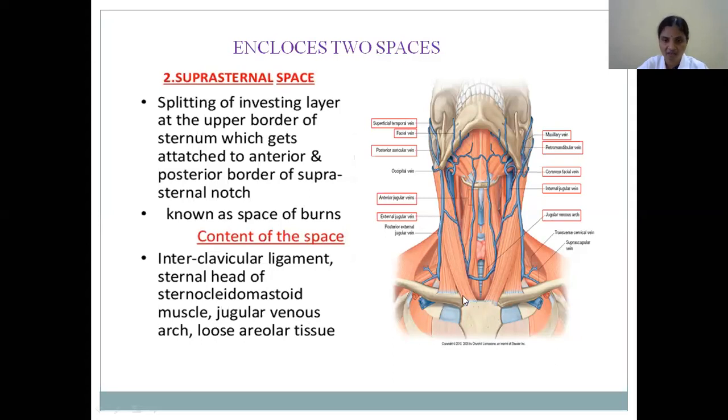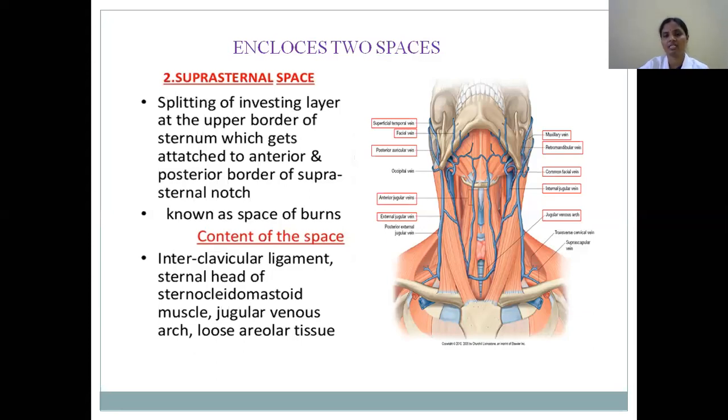Then further backwards, if you trace exactly above the middle third of the clavicle, again this investing layer is splitting and enclosing a space which is known as the supraclavicular space. As it is above the clavicle, so supraclavicular space. And what is the location actually? The middle third of the clavicle. So what is the purpose of this space? Why is it there? Why is the fascia splitting here? So the important content is the external jugular vein.